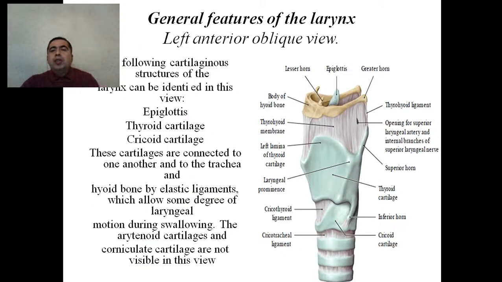General features of the larynx: the left anterior oblique view. The following cartilaginous structures are shown: the epiglottis is here, the thyroid and the cricoid. These cartilages are connected to one another, and to the trachea and the hyoid bone, by elastic ligaments which allow some degree of laryngeal motion during swallowing. The arytenoid cartilage and the corniculate cartilage are not visible in this view. Of course, they are located on the other side of the larynx, not in this picture.